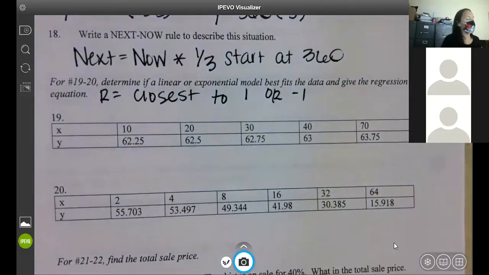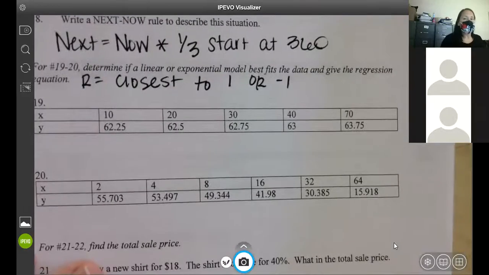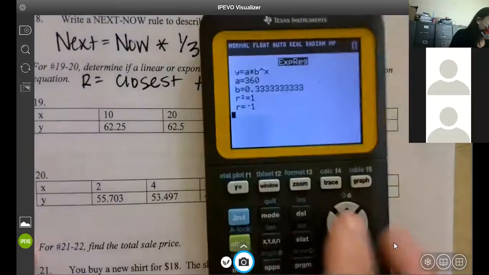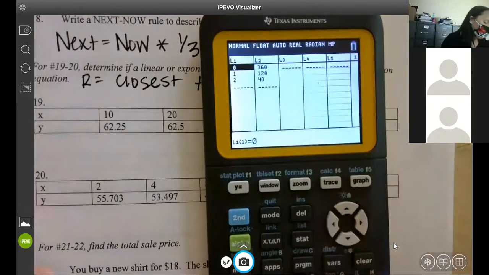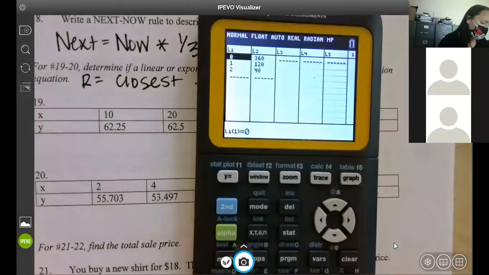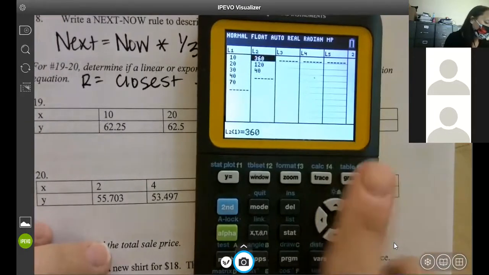All right, so remember in your calculator, if you have your calculator, it's got to be in that stat diagnostic zone. So if we look at this, we put these into stat. So 10, 20, 30, 40, 70, 10, 20, 30, 40, 70. And then you type in your other numbers.